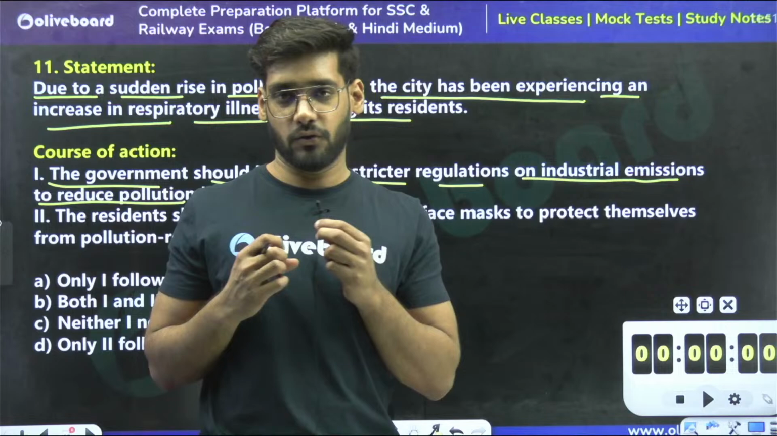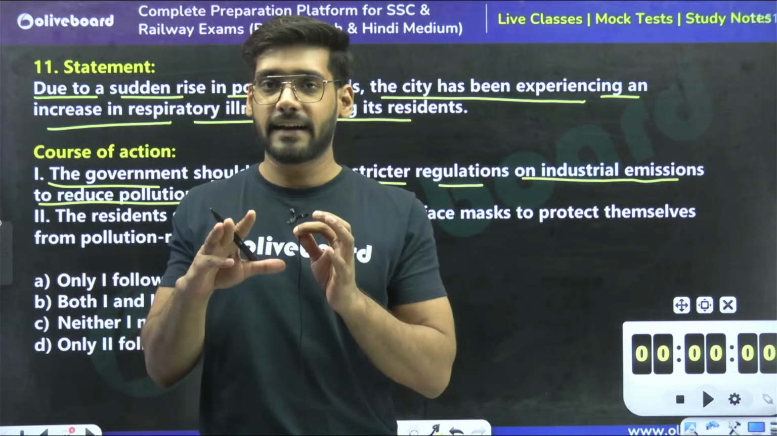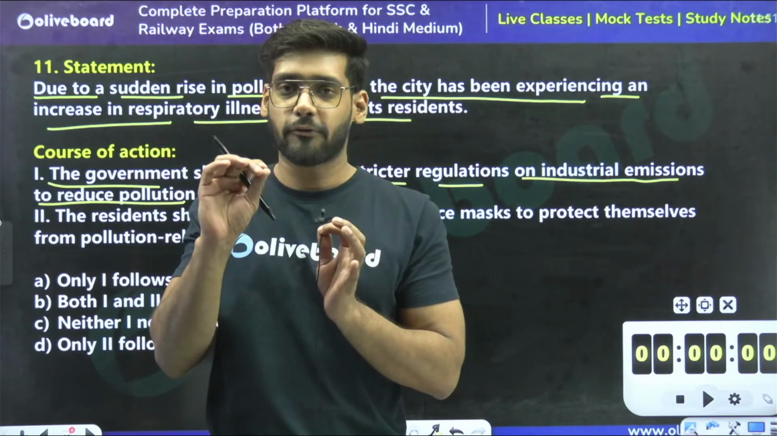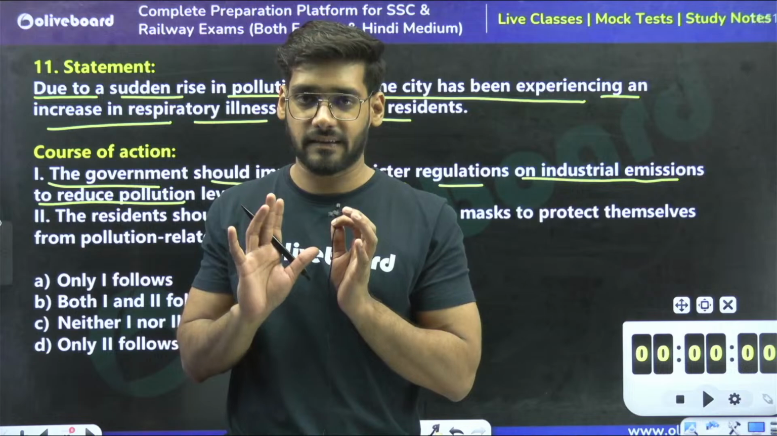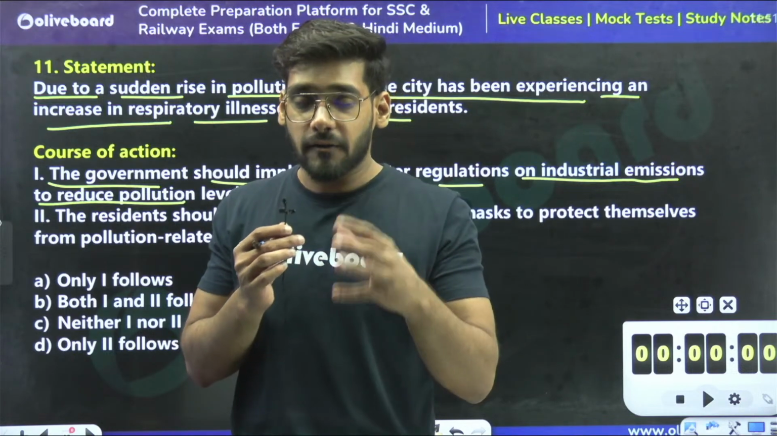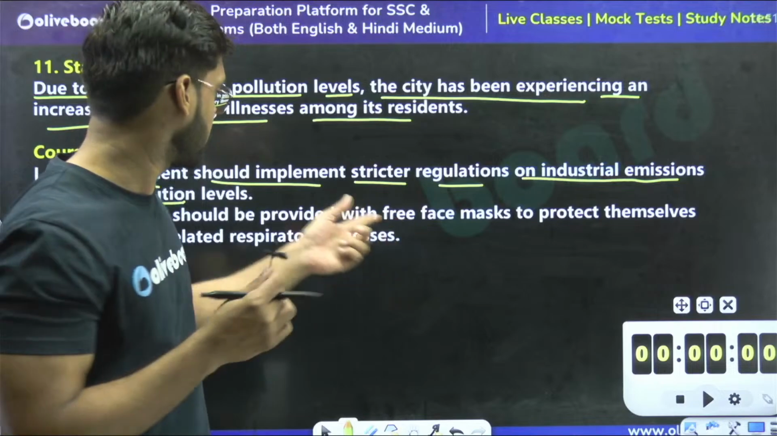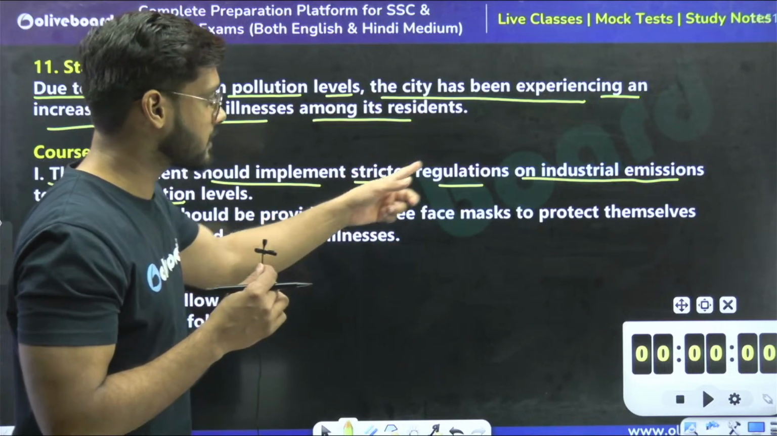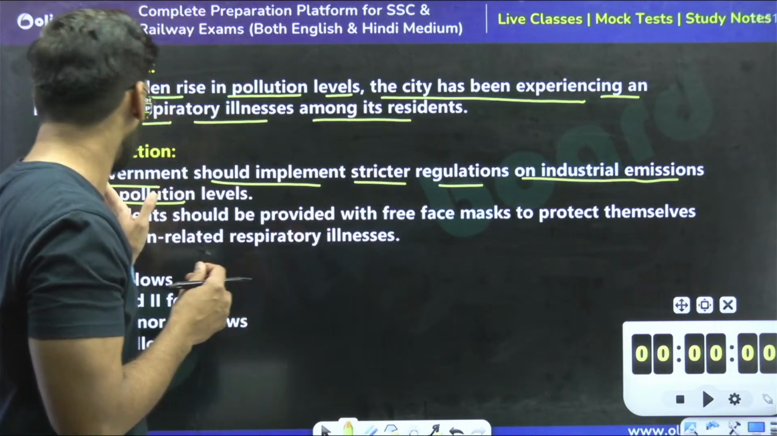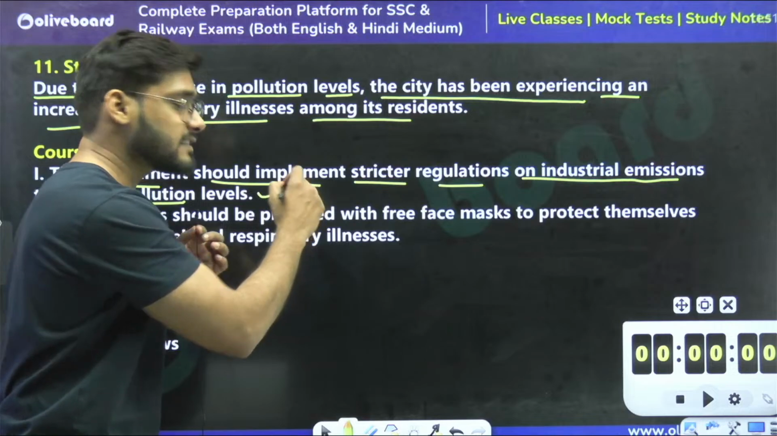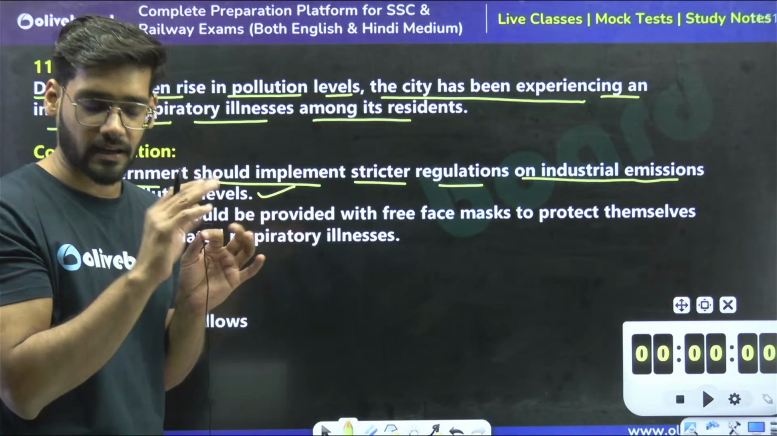What can the government do? The main reason behind the pollution, as you all know, is factories and industries. So the government should impose some strict rules, should implement stricter regulations on industrial emissions to reduce pollution level. Yes, this action can be taken.